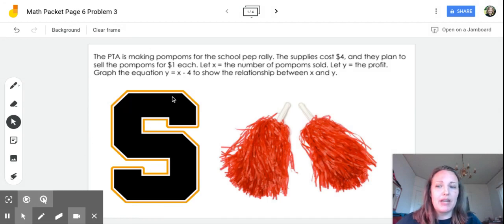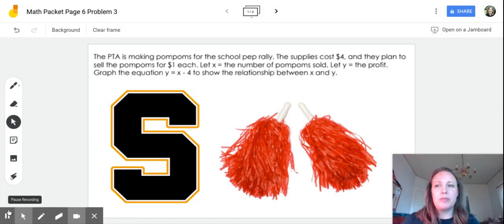And I am doing problem number 3, it's in your math packet, page 6, at the bottom of your packet. So you may not have heard of PTA. It stands for Parent Teacher Association. Sometimes they say PTO, which is Parent Teacher Organization. Sometimes they call them parent boosters. It's just parents working together for the students in the school.